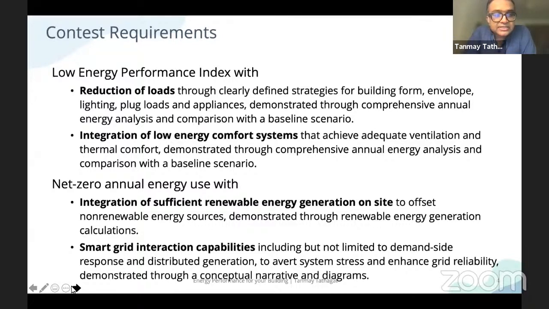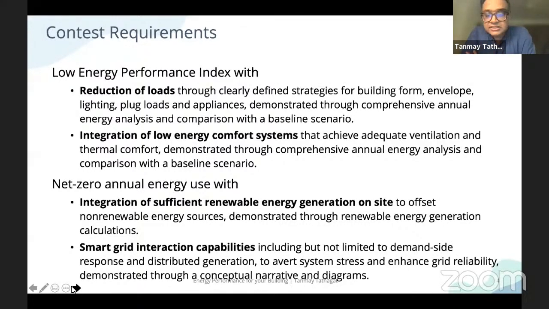So broadly, the contest requirements are that, number one, the building needs to be highly energy efficient. Highly energy efficient is measured in terms of the energy use per year by that building. And that energy use per square meter becomes the energy performance index or energy use index. So you'll hear these terms, EPI or EUI, throughout this process. And essentially, it's the overall energy required by the building to provide all the functions, divided by the area.